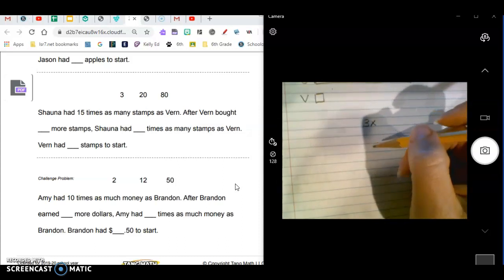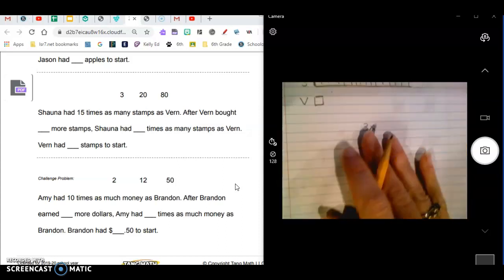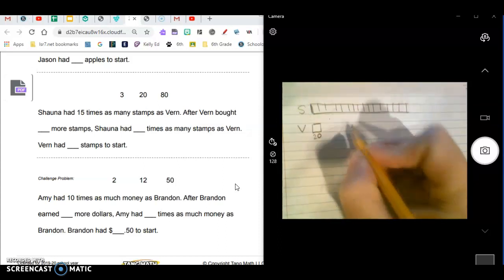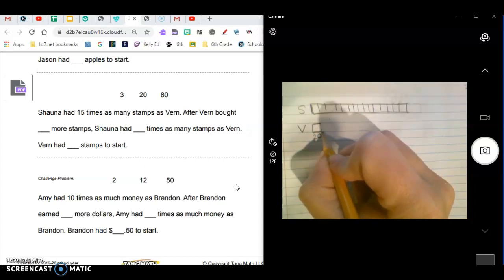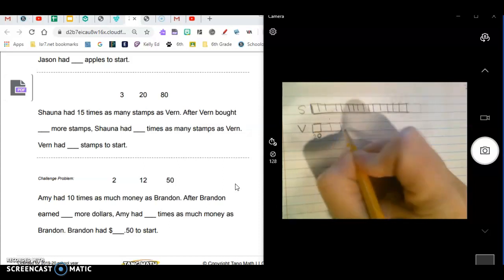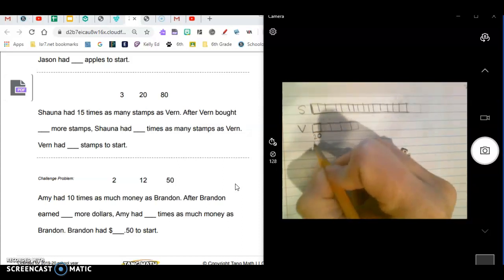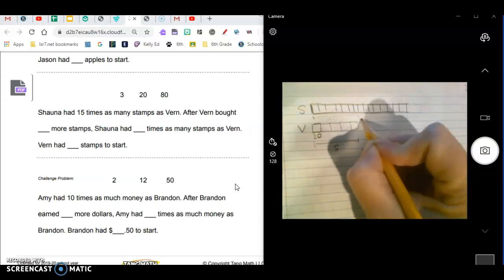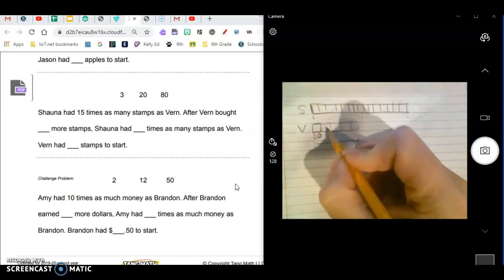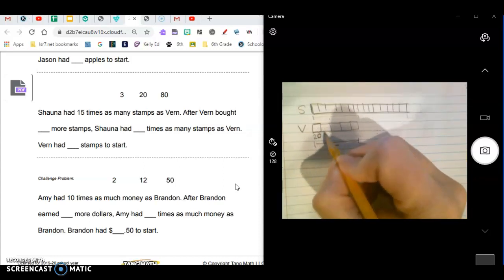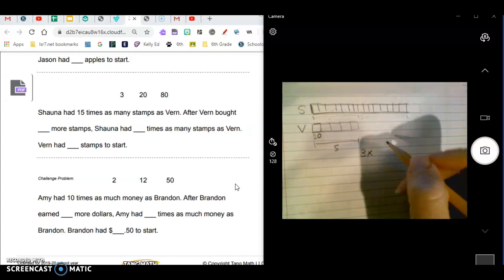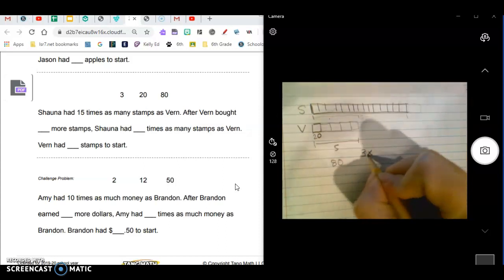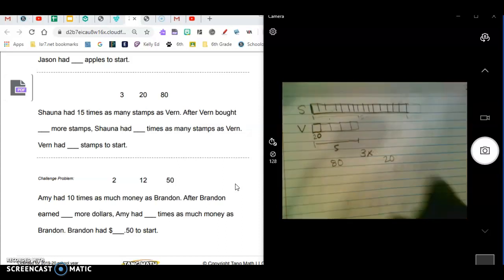So after Vern bought, and I'm thinking about that last one, thinking about in those boxes, if Vern started with 20 and then bought 80 more, 80 would be 20, 40, 60, 80 more. So that is 5 boxes compared to Shauna's 15 boxes. 5 times 3 is 15. So now that I have that strategy of breaking those 20s into those actual boxes and comparing them up there, that really helps. So now I've solved this one already. Vern bought 80 more stamps. Shauna had 3 times as many. Vern had 20 stamps to start with.